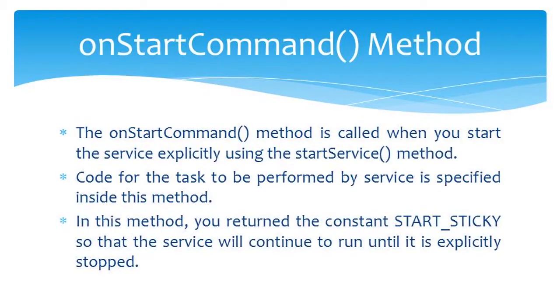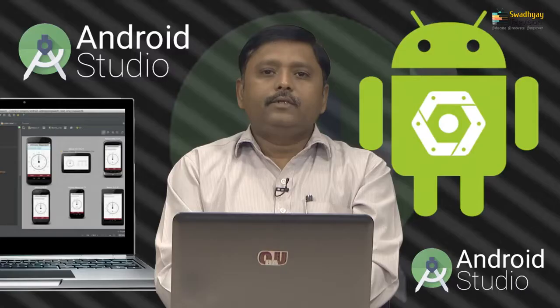The second method is onStartCommand. When we call the startService method, it will actually start this method inside the service, which is onStartCommand. So, it is called when you start the service explicitly using the startService method, and you have to write your code for the task to be performed by the service inside this method. In this method we normally return the constant START_STICKY, so that the service will continue to run until it is explicitly stopped. So, this is onStartCommand.